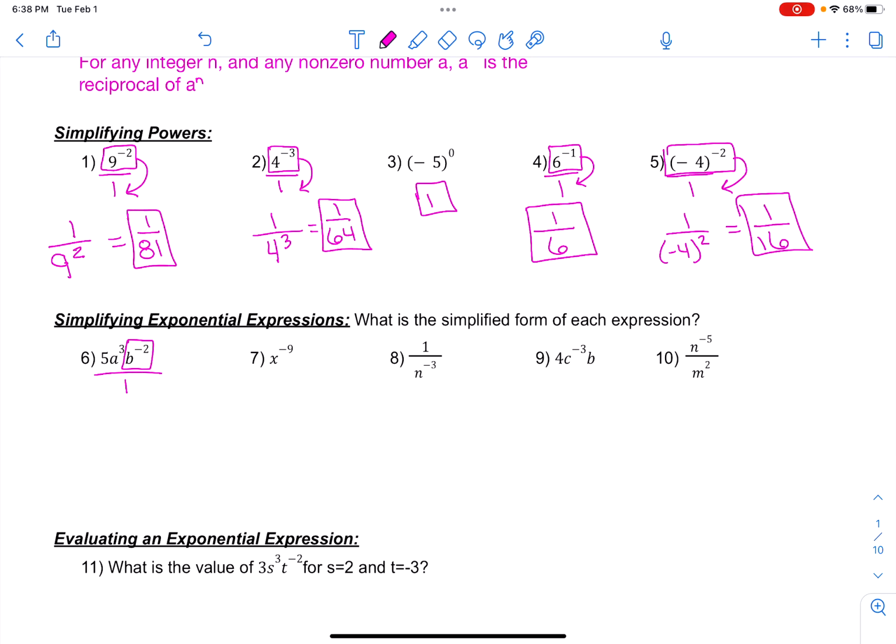So again, keeping in mind this is all over 1, but this b has to go to the bottom while everything else stays up top. 5 doesn't have a negative exponent. A doesn't have a negative exponent. So 5a to the third will stay up top, but that b to the second will have to come down to make our exponent positive.